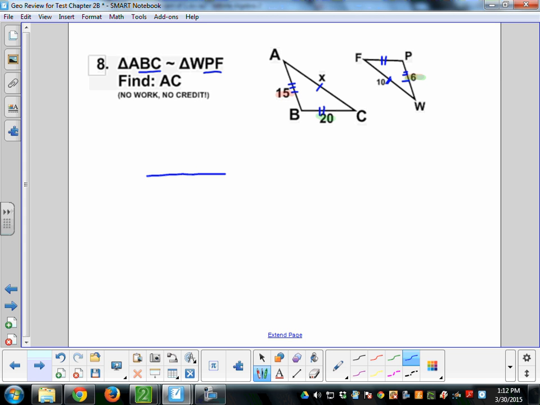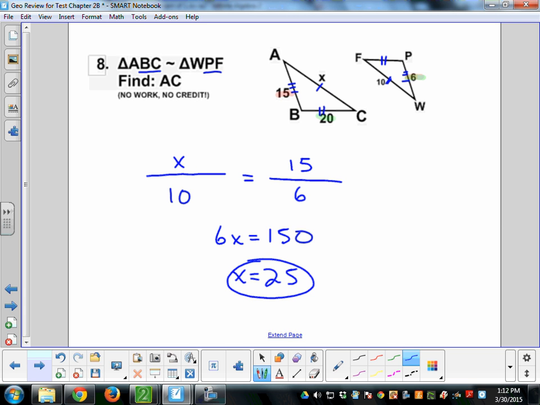So X corresponds with 10, and 15 corresponds with 6. Cross multiply. X equals 25. So AC equals 25.